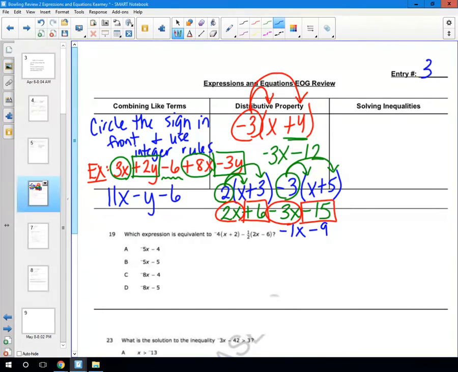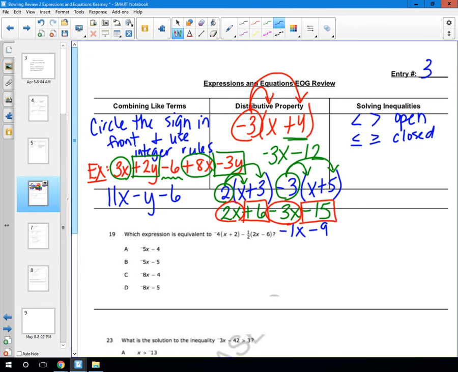Okay? Next, solving inequalities. A couple of important things about solving inequalities. First, just a really quick review. If you do not have a line, that means less than or greater than, which means it's not equal to. So my dot is going to be an open circle. Okay? That means we're not filling it in because it can't be equal to. Now, if you have the line, that means it is equal to, so the circle is closed.